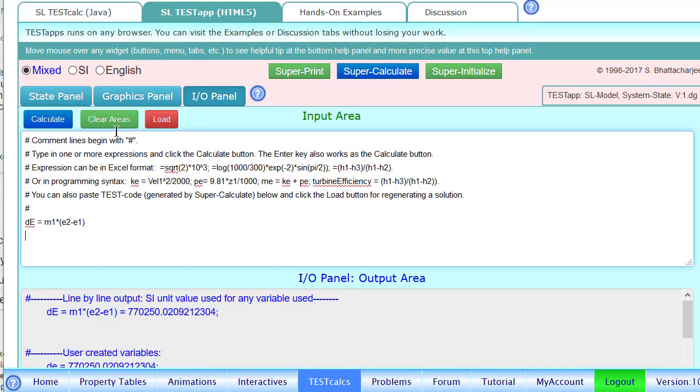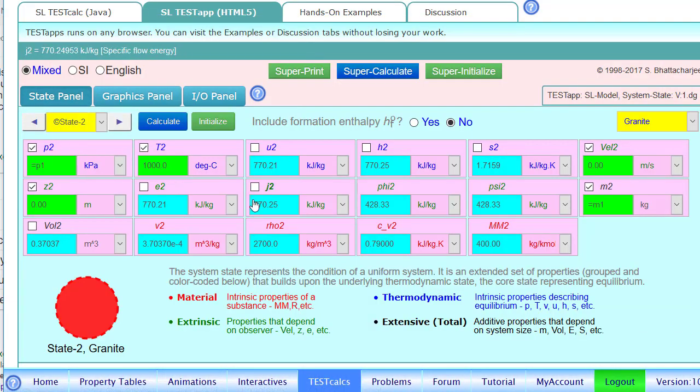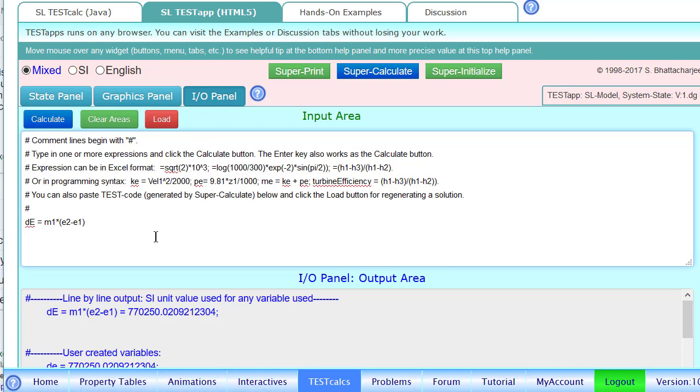All right, and then the next question is asking for the change in internal energy, which is U. And again, it gives us little u in the state panel, right up here in kilojoules per kilogram. But again, we want it in kilojoules. So I'm going to arbitrarily choose DU equals, again, mass times U2 minus U1. Enter or calculate, and we get 770,250 kilojoules again. This is the same as DE because there was no change in kinetic or potential energy in the problem.